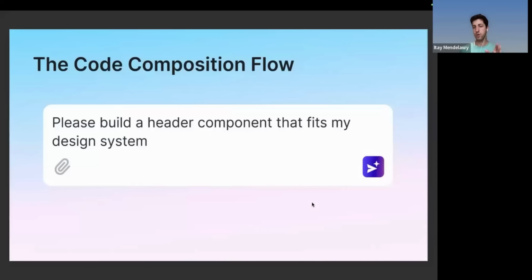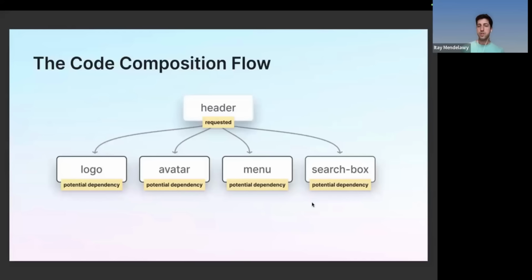So here, let's say we have a fairly basic prompt about building a basic header component that fits a design system. Obviously, in this use case, we already have a design system that Hope AI is familiar with. So the first thing Hope does is build a sort of architecture, right? The user requests a header, and then the header needs to be composed from a logo, avatar, menu, and search box, which all of them are potential dependencies. So Hope goes through all the components and starts to see if they are available.